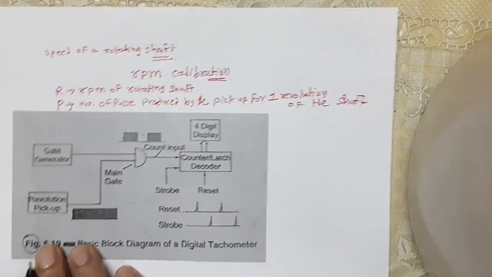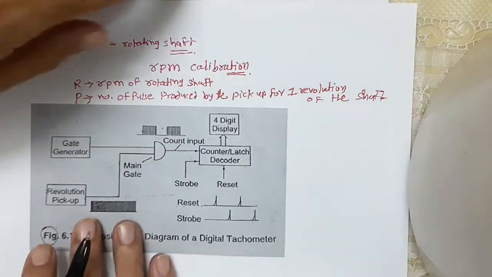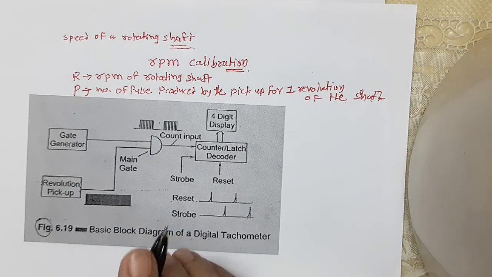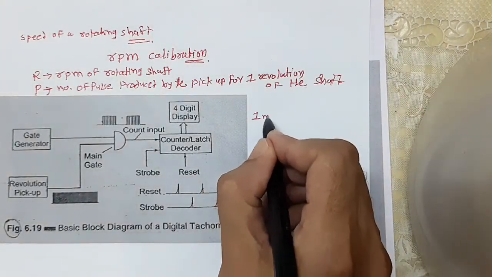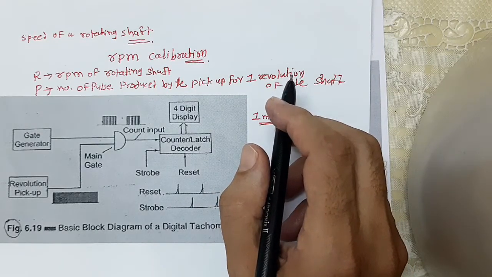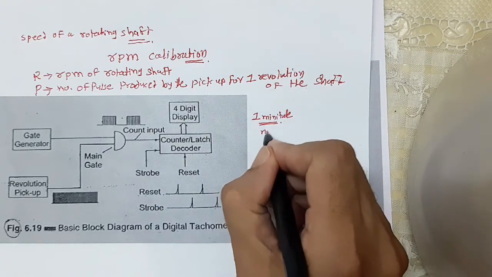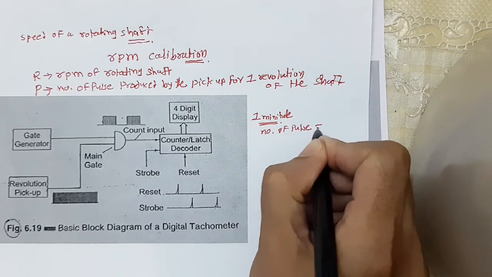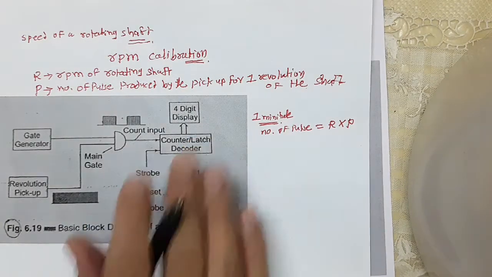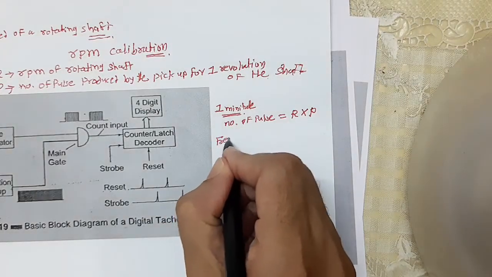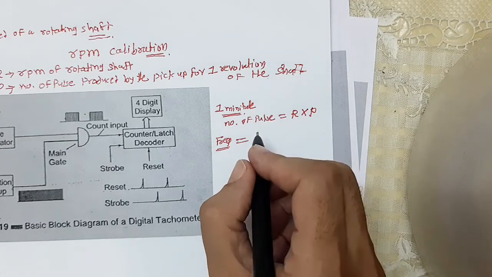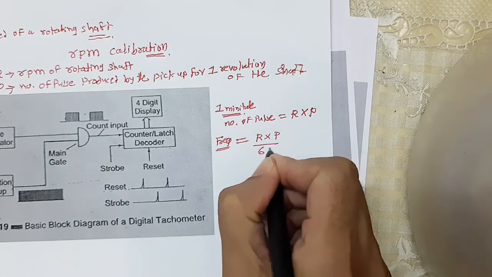Therefore, in 1 minute, the number of pulses from the pickup is R into P. Then the frequency of the signal from the pickup is R into P upon 60.